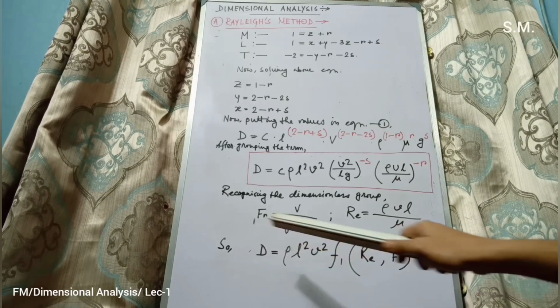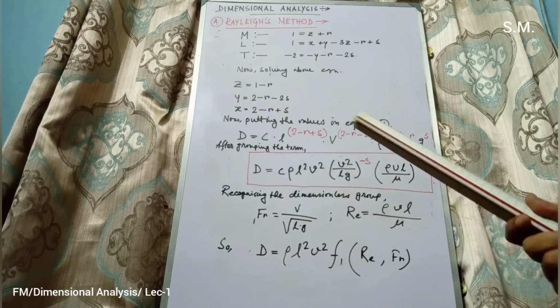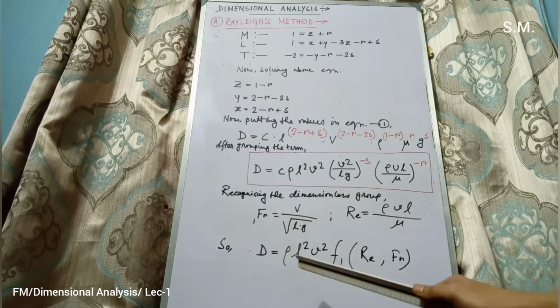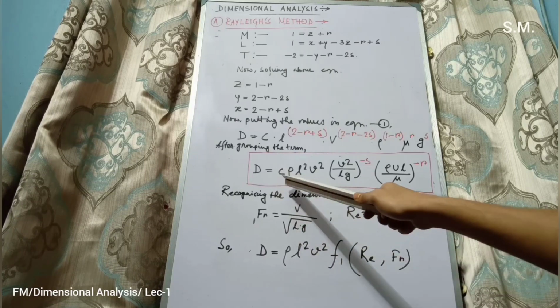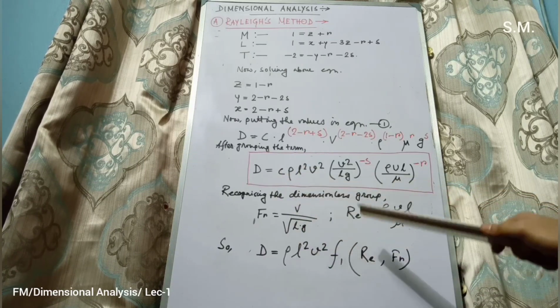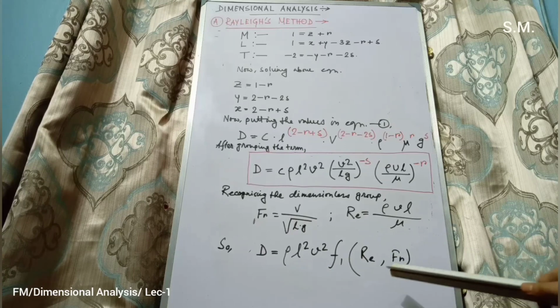So ultimately we can write D equals rho L square V square, a function of the Reynolds number and Froude number.